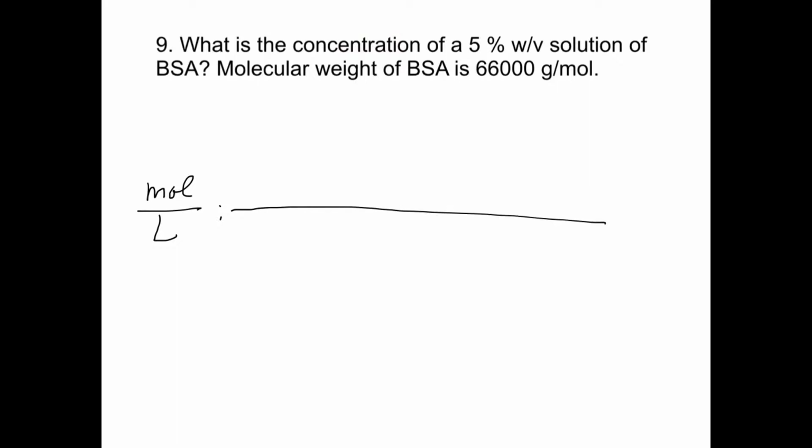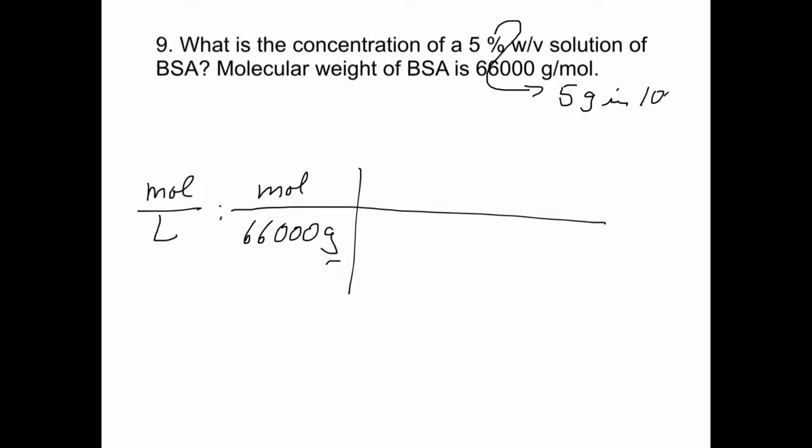Now, very big question, do we have mole somewhere? This unit, yes we have, but it's on the wrong side. So we have to write it as mole and 66,000 gram. Now the mole is okay, but we need to get rid of the grams. So do we have grams anywhere? Yes, we do, because we know that a 5% solution means 5 gram in 100 milliliter.